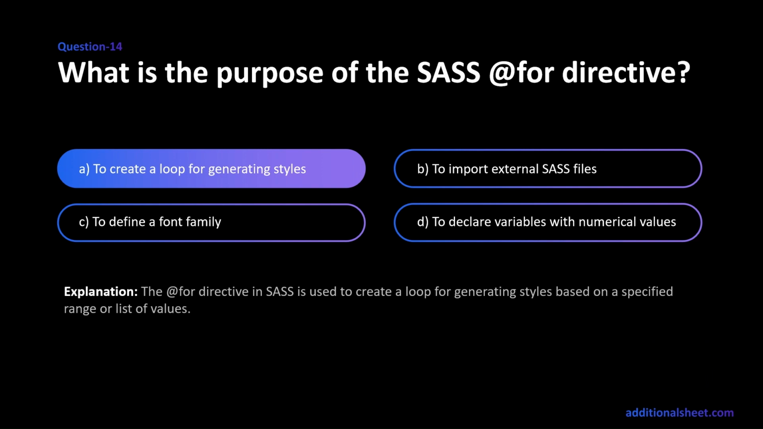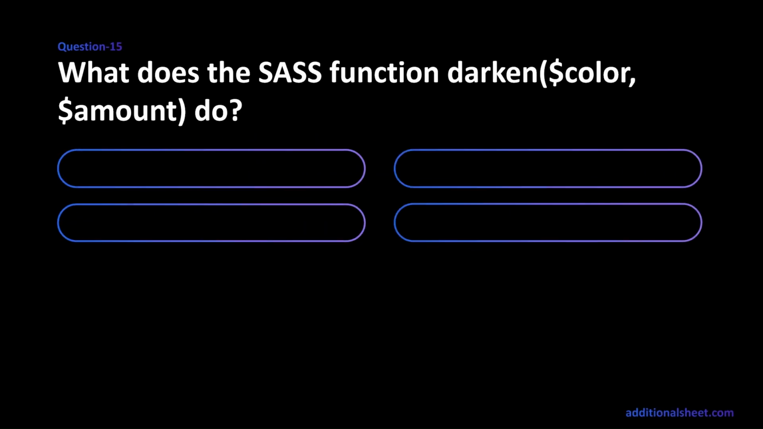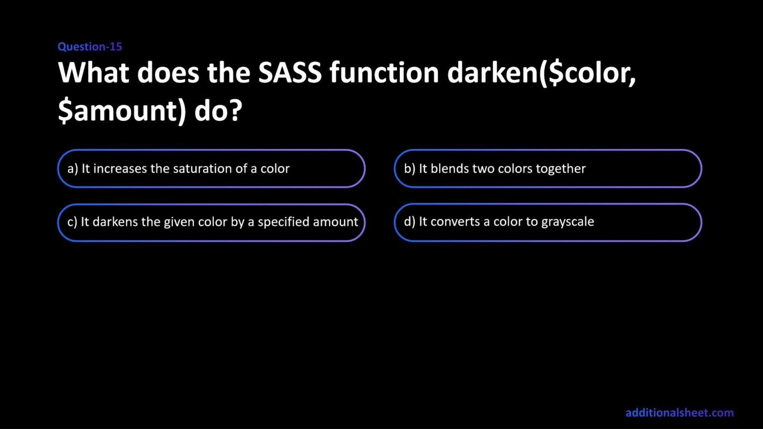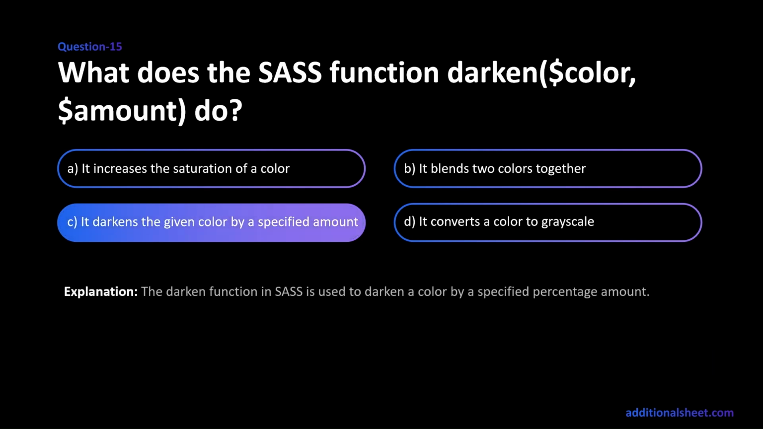The @for directive in SAS is used to create a loop for generating styles based on a specified range or list of values. Q15. What does the SAS function darken, $color, $amount, do? Options are: A. It increases the saturation of a color. B. It blends two colors together. C. It darkens the given color by a specified amount. D. It converts a color to grayscale. Correct answer is option C. The darken function in SAS is used to darken a color by a specified percentage amount.